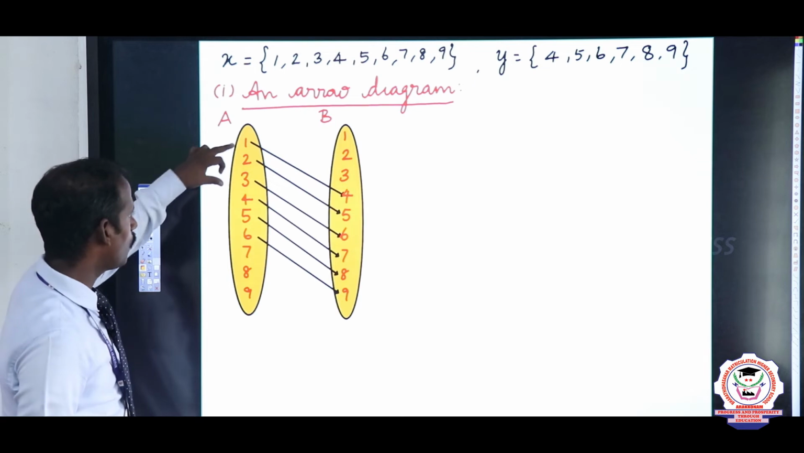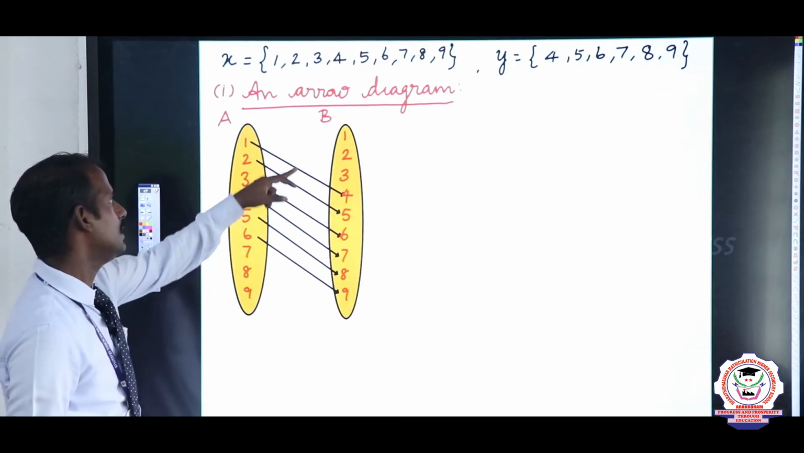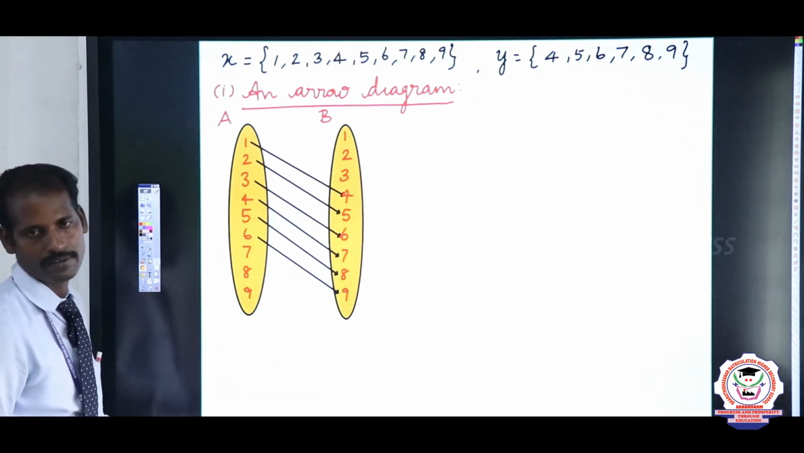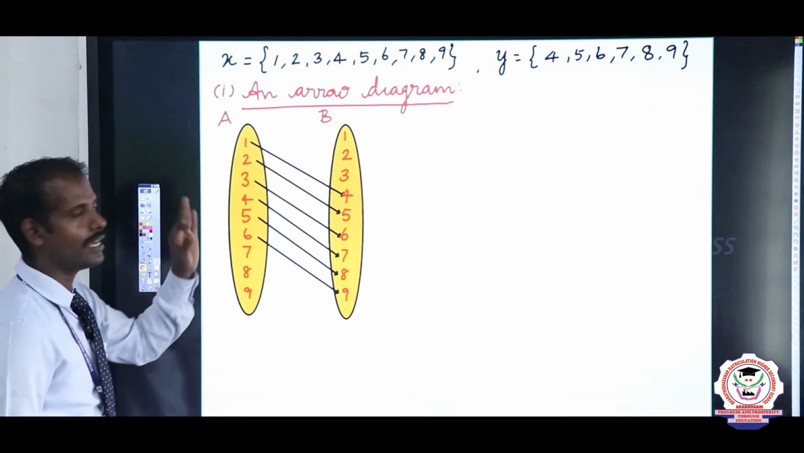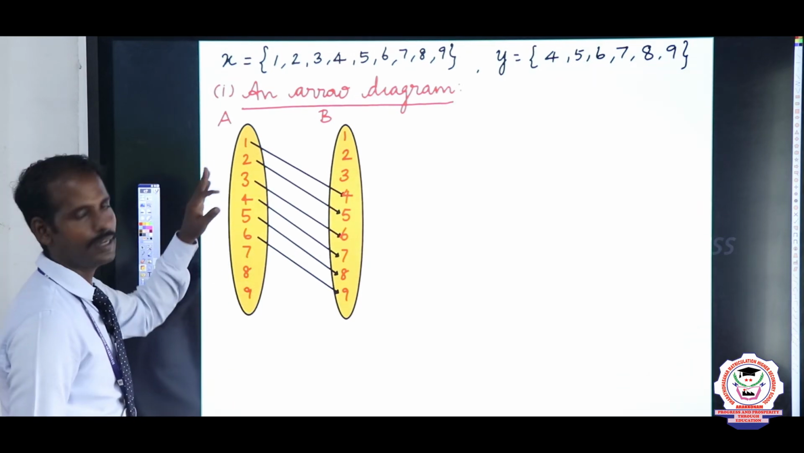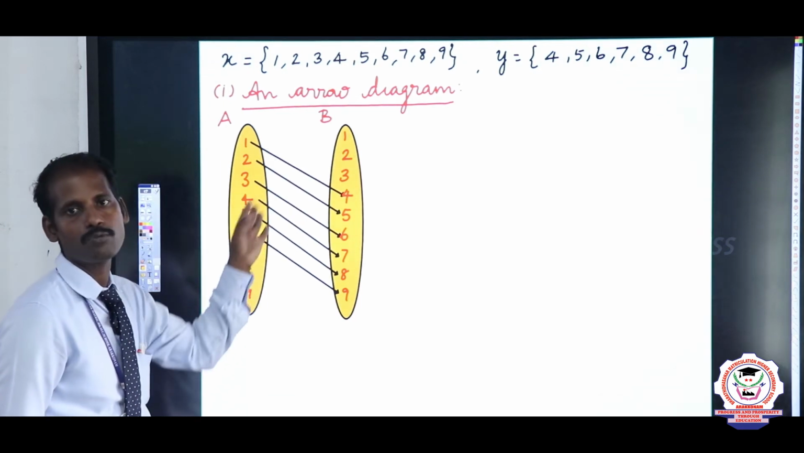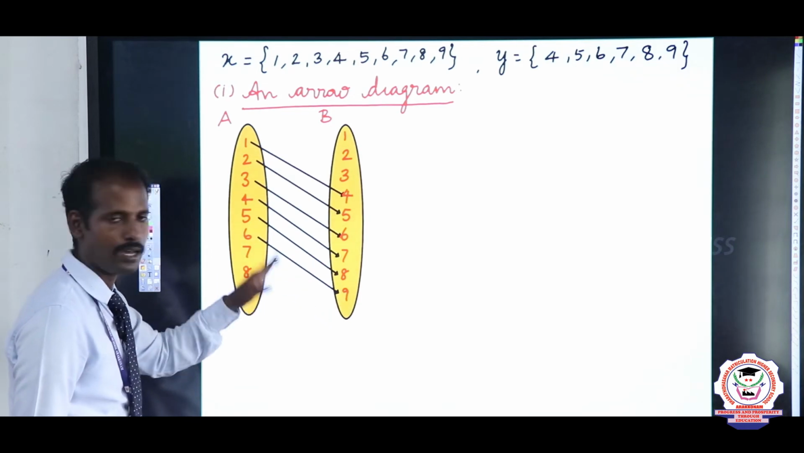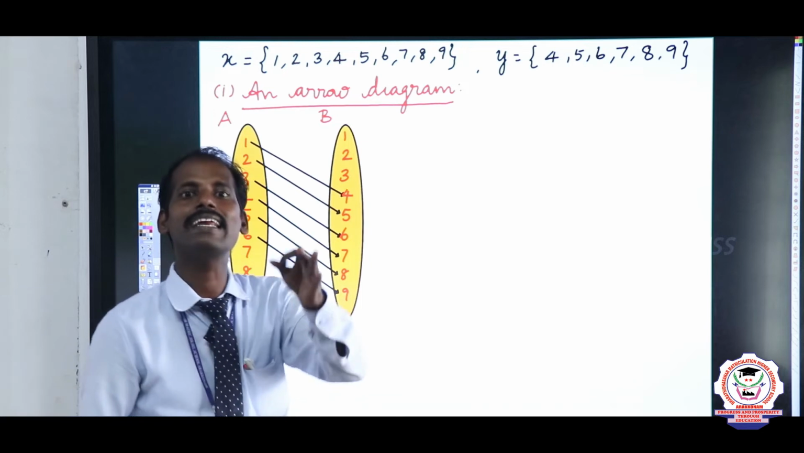So here 1, 2, 3, 4, 5, 6 are domain. So here codomain. So all the elements 1, 2, 3, 4, 5, 6, 7, 8, 9. So this is called codomain. What is the range? Range is nothing but whatever elements are relate, that relate only is called range. So here 4, 5, 6, 7, 8, 9 are relate. So 4, 5, 6, 7, 8, 9 are range.